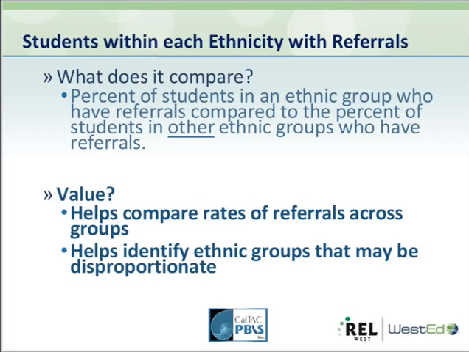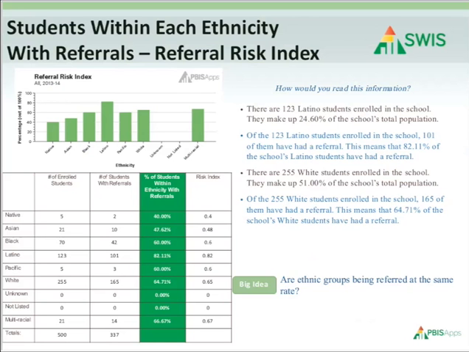So again, the data points here are helping us to compare those rates of referrals across groups, and it helps us identify ethnic groups that might be disproportionate. Even if you've got a majority of the students with a more homogeneous look to your population, they are still considered minority students.